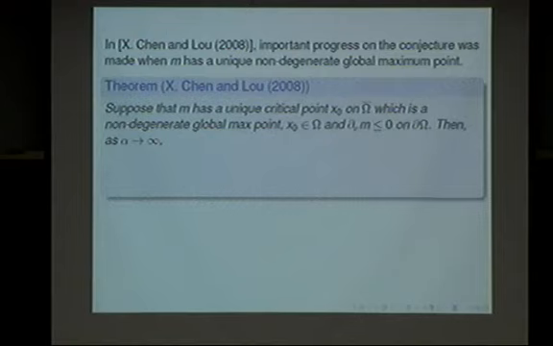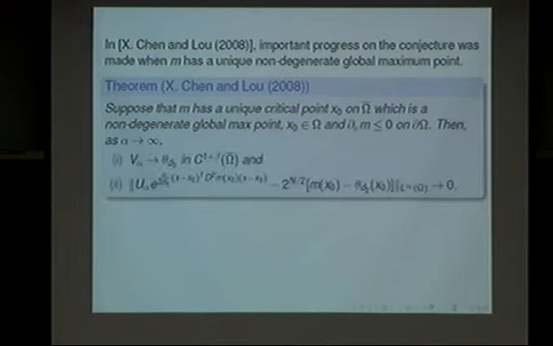Xinfu Chen and Yuan Lou in 2008 made an important progress on this conjecture, when M has a unique non-degenerate global maximum point. Well, actually, they also need a little bit more assumption on the boundary. That is to say, the normal derivative of M on the boundary must be less than or equal to 0. And M has a unique critical point x0, which is a non-degenerate global maximum point. Then they can show the solution U alpha will approach a Gaussian.